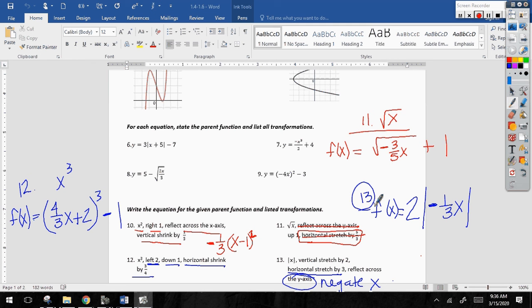All right. So you're just going to have to reason your way through those, and you'll want to start with those horizontals so that you can see. All right, let's move on.